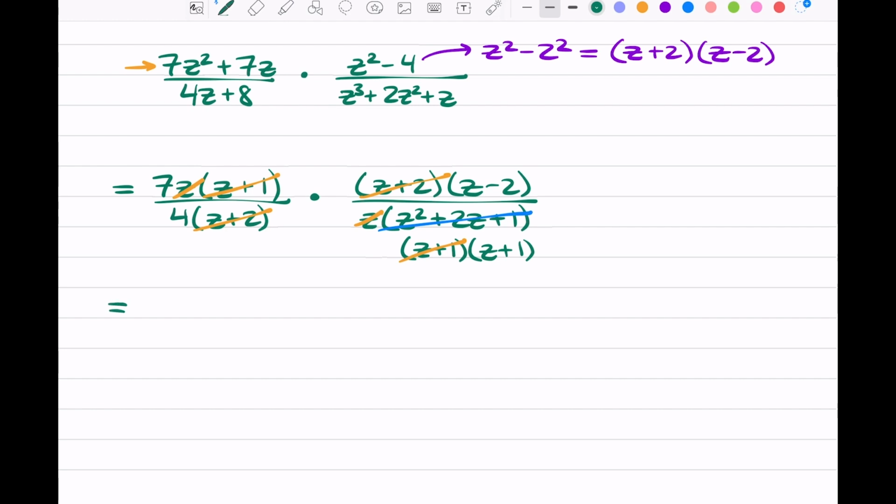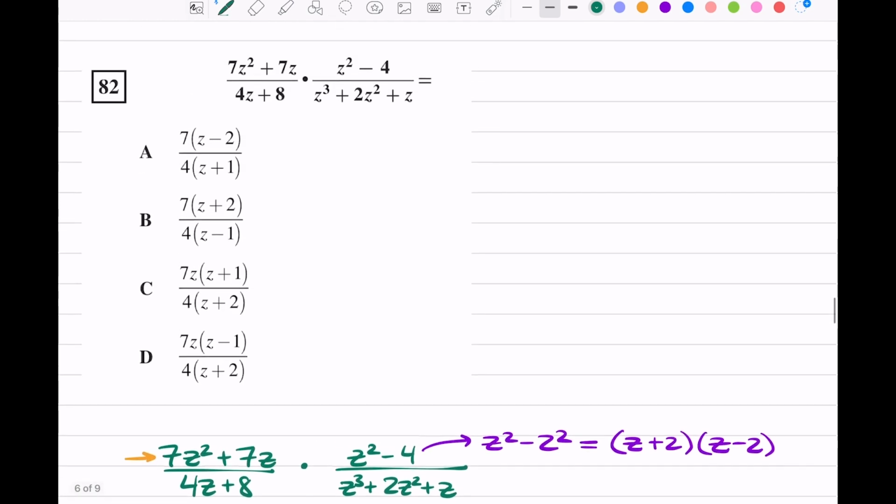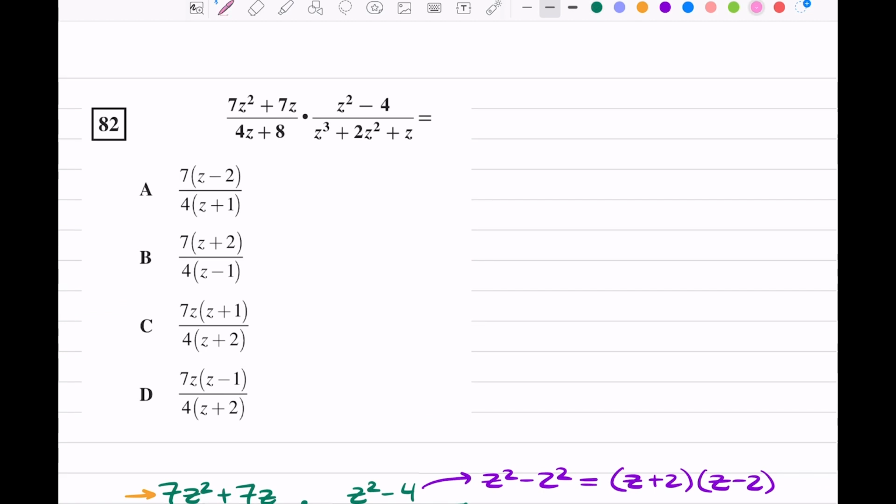So our fraction on the left looks like 7 over 4. And on the right, we have z minus 2 over z plus 1. And we can multiply them together. We'd get 7 times z minus 2 over 4 times z plus 1. And looking at our answer choices, that is option A.